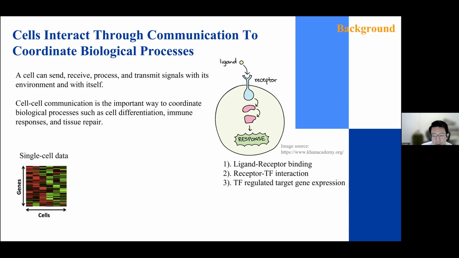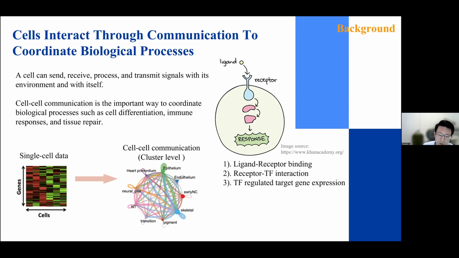What we usually do nowadays is that we take a tissue sample and do the sequencing. Then we have the single cell transcriptomics data. The data is basically a big matrix, right? Each column represents an individual cell, and each row represents a gene's expression in different cells. So using the single cell data, we can infer the cell-cell communication.